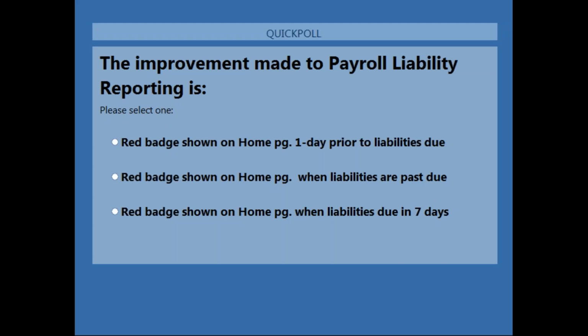So the improvement made to payroll liability reporting is: a red badge that displays on the home page 1 day before liabilities are due, a red badge displays on the home page when liabilities are past due, or a red badge displays on the home page when liabilities are due within 7 days.